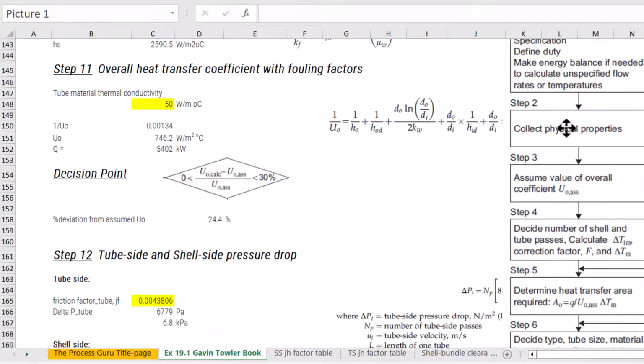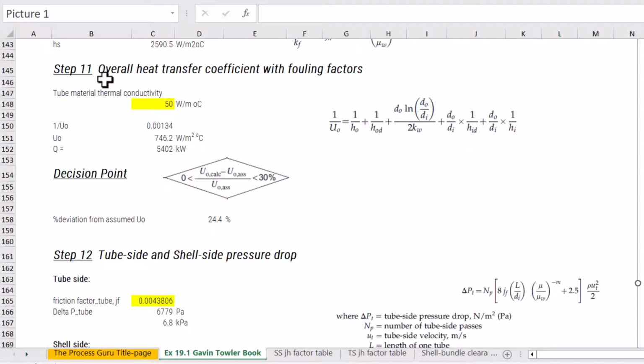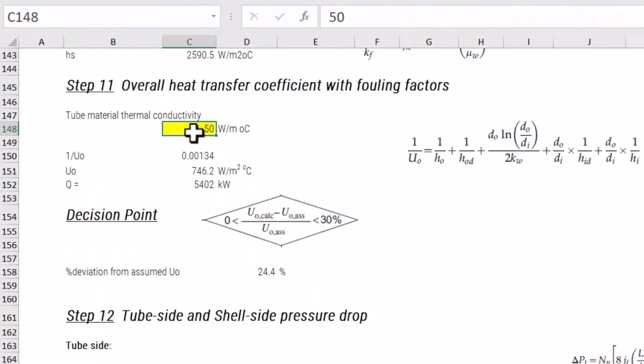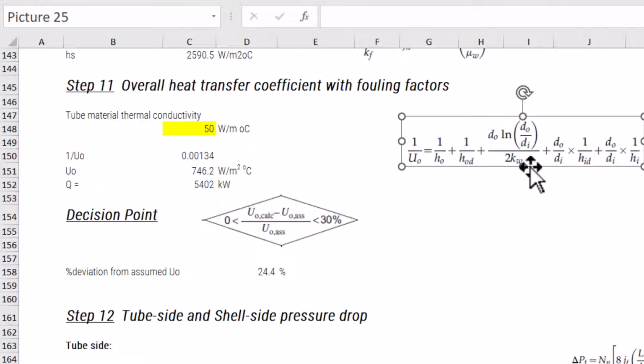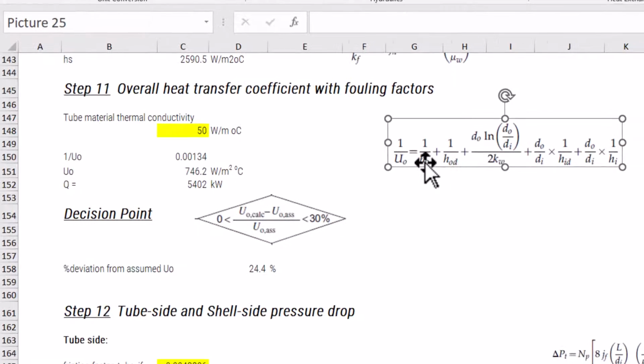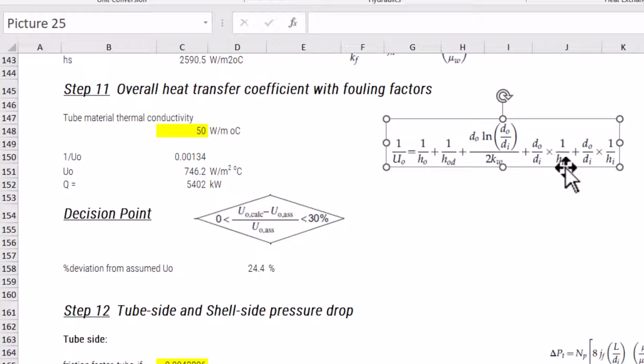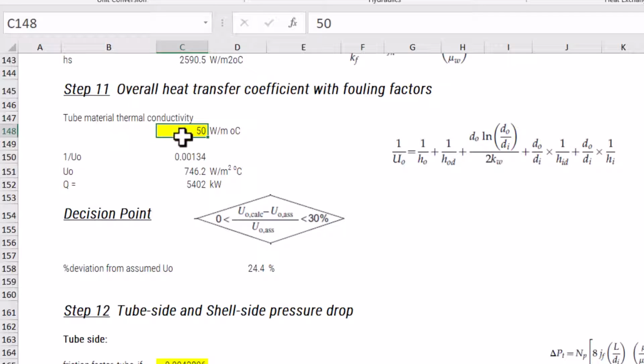So let me show you how our overall heat transfer coefficient comes in step number 11 right now. This is the formula that we would be using. Here it is the shell side heat transfer coefficient, the tube side heat transfer coefficient. We also have the fouling factors, and we also need the thermal conductivity of the metal tube. The metal tube that we are using is cupro-nickel. So here is the thermal conductivity that is taken from the textbook. It is 50 watt per meter degree centigrade.